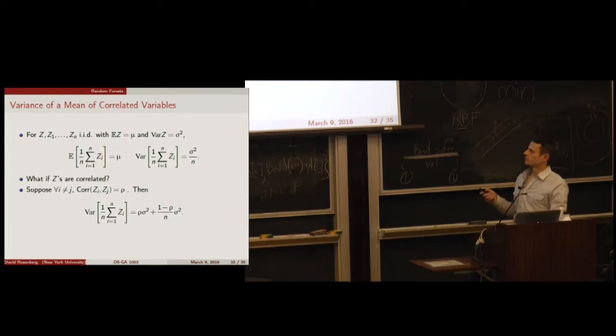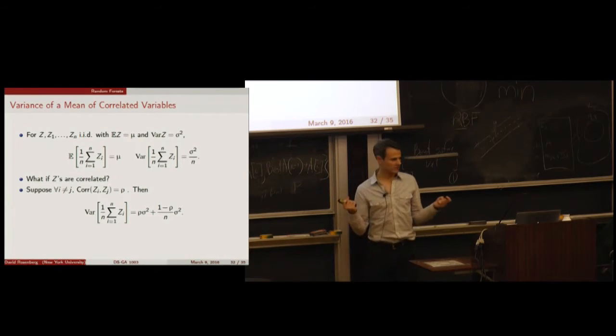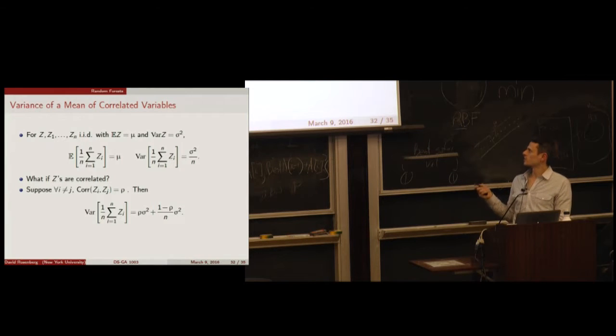What's the other extreme? No correlation. Rho is 0. OK, this thing drops, and then we get 1 over n sigma squared, which is what we're hoping for from independence. So as the correlation changes, you get this sliding, this trade-off between sigma squared and sigma squared over n. So this is our math motivation to try to decorrelate, to try to get each of the f_i's to be as uncorrelated as possible. All right.